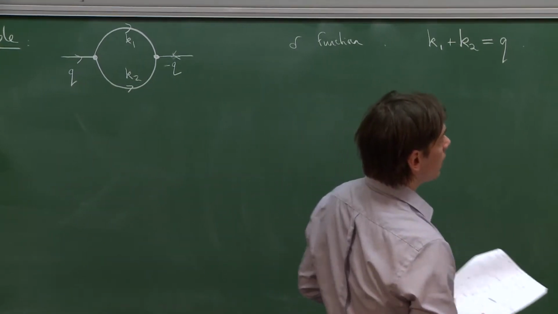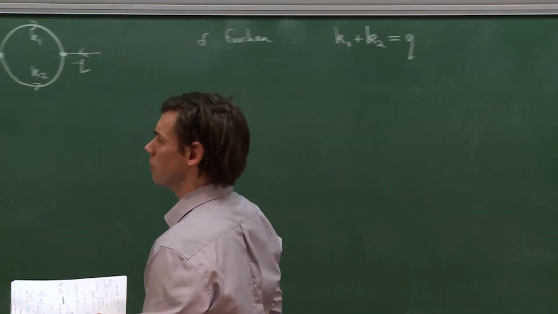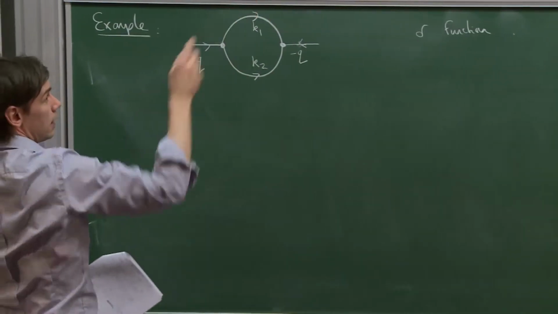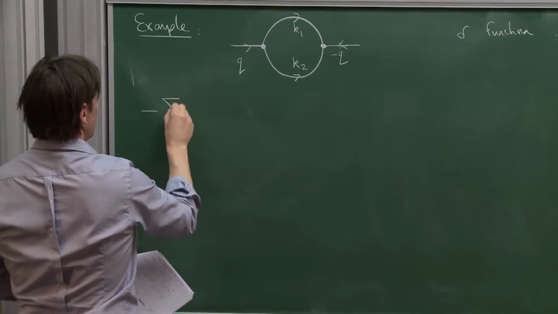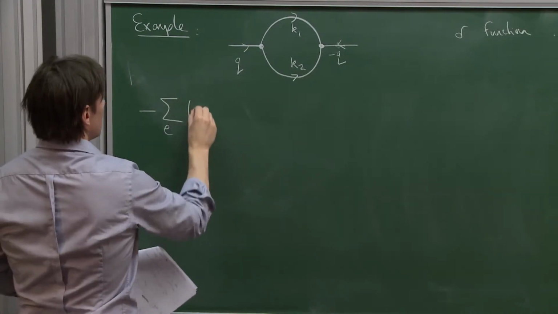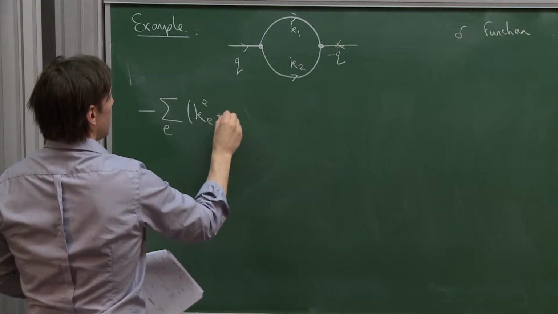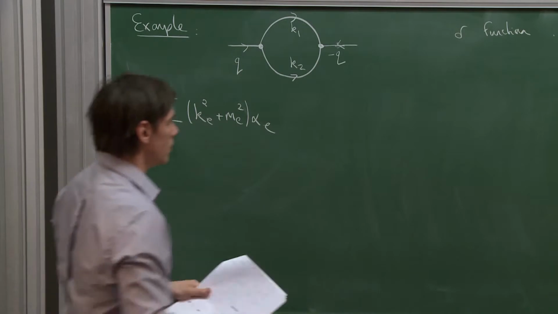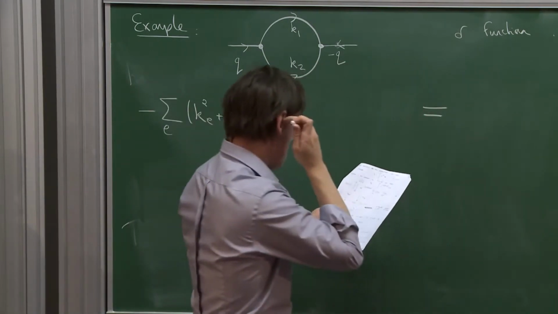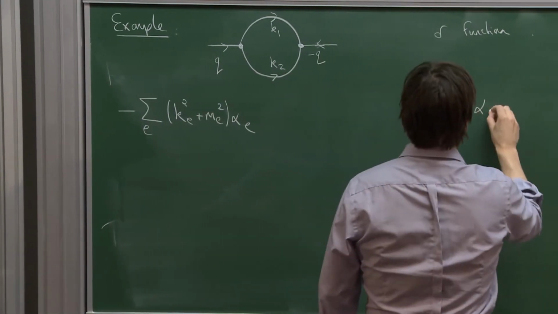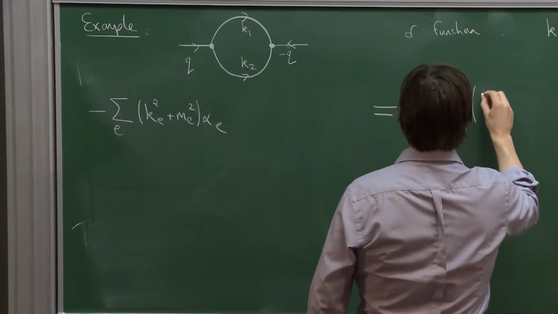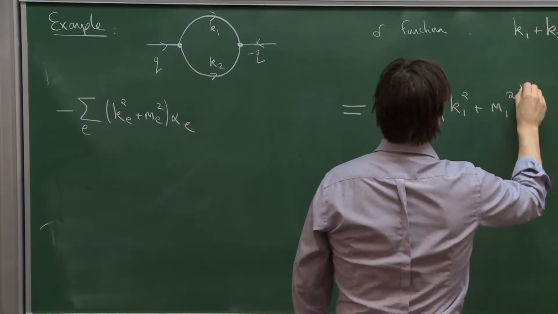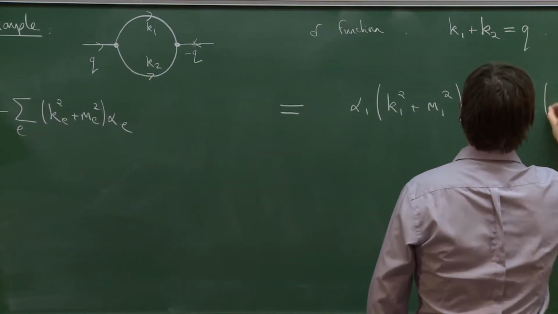So now I'm going to write down the exponent. So the exponent in that integral, so it was minus k squared e plus me squared alpha e. So what is it in this case? It is alpha 1 k1 squared plus m1 squared plus alpha 2.